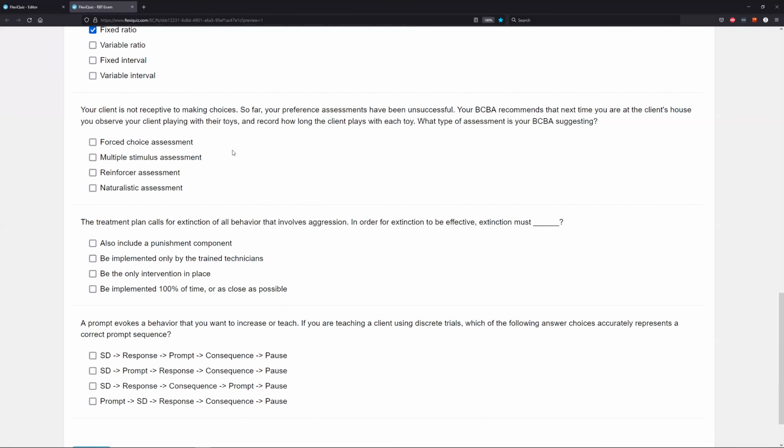Are we doing a forced choice assessment? No, for all the reasons we just said, okay? We're not forcing them to make a decision. What about a multiple stimulus assessment? Again, no, you're simply observing. You're not contriving a scenario where they're picking out of a group of multiple stimuli. What about a reinforcer assessment? No, remember, preference assessments and reinforcer assessments are two different things, okay? Reinforcer assessments are what we do after preference assessments, when we can actually figure out what items change behavior, okay? Not the case here.